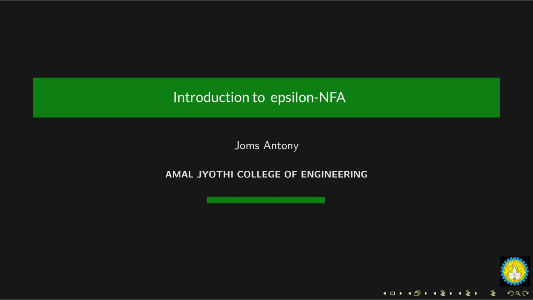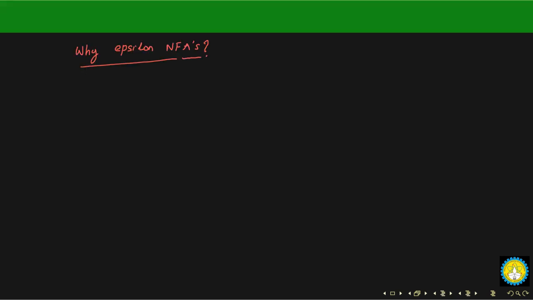Okay, in this video, we are going to look at one more type of NFAs called the epsilon NFAs. So we have already looked at DFAs. We also know about NFAs, right? And now we are studying another type of NFAs called the epsilon NFAs. Remember, the letter epsilon looks like this. So epsilon NFAs. Okay, so why do we study epsilon NFAs?